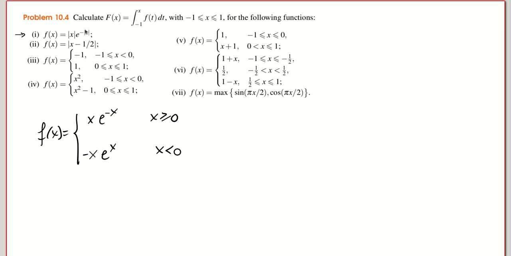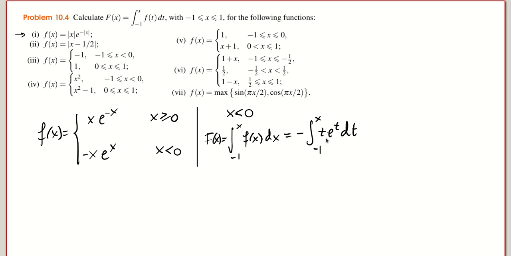The first method we're going to use is direct integration like this. So first, we're going to assume that x is smaller than 0, so any number which is smaller than 0. Then, if we integrate, that's capital F. If we integrate from -1 to x, a negative number, the function f, well, on the negative side the function is like this. So this is just minus the integral from -1 to x of t e^t dt.